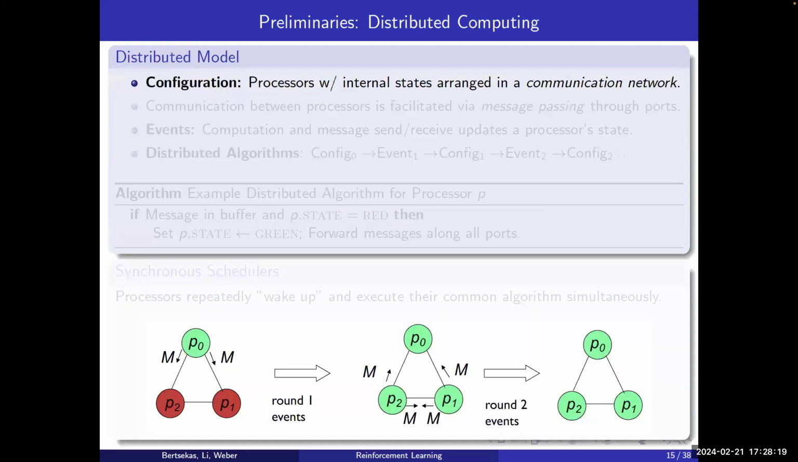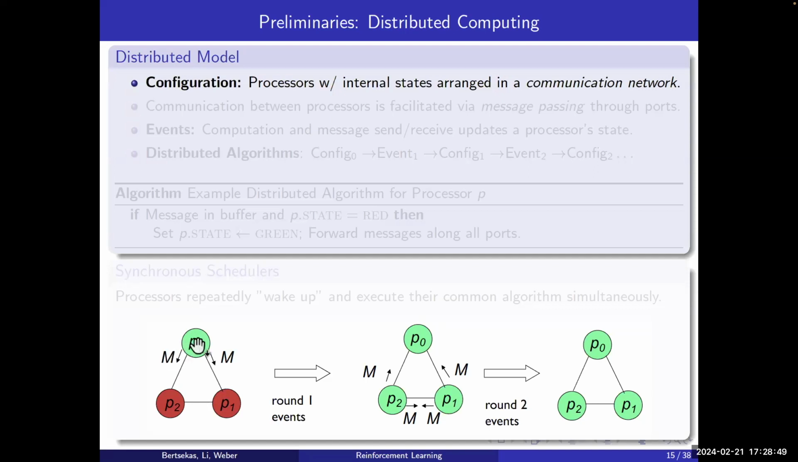All right, so because we have this sort of distributed computing setup where each of the agents are processors, I wanted to cover some preliminaries related to distributed computing. The first thing is the idea of a distributed model. A distributed model involves a collection of processors, and these processors have some sort of internal state, and they belong to this thing called a communication network.